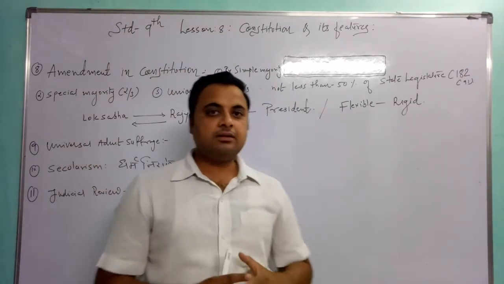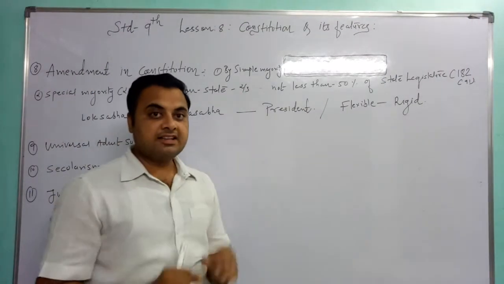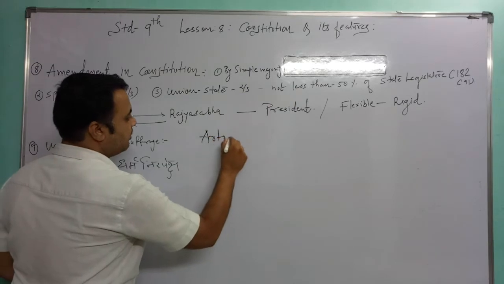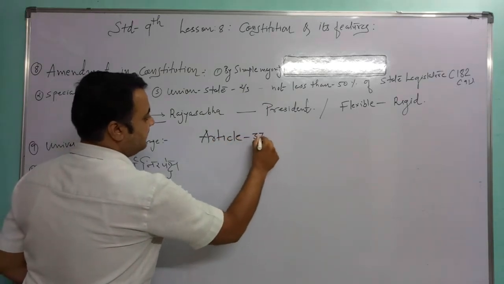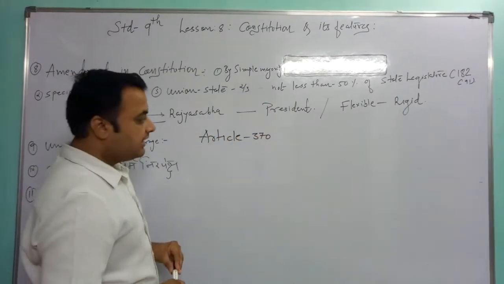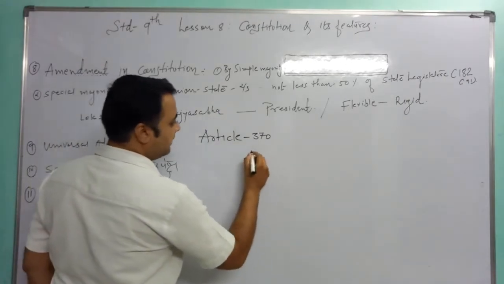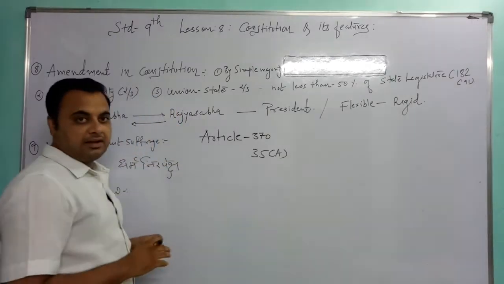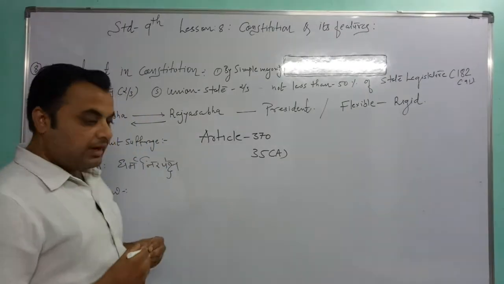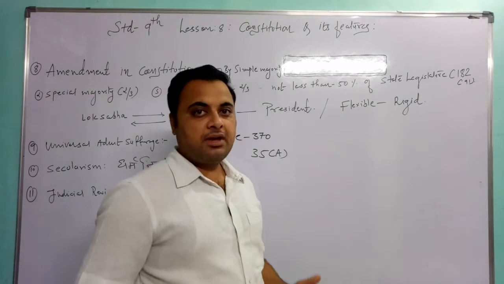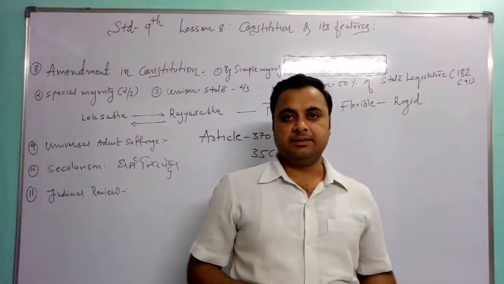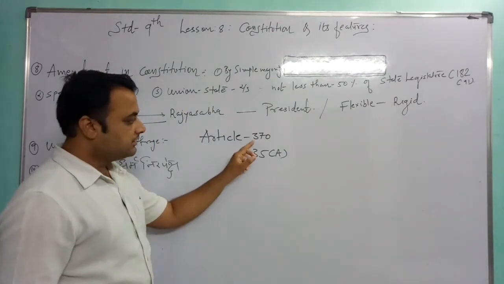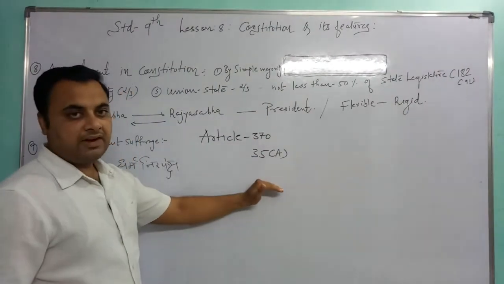Look at this very interesting and very current example, article 370. All of you have heard about article 370, which is connected with Jammu and Kashmir, and article 35A. Both of these articles are very controversial. So let's study this interesting example. These articles are connected with the Jammu and Kashmir state, article 370 and article 35A.